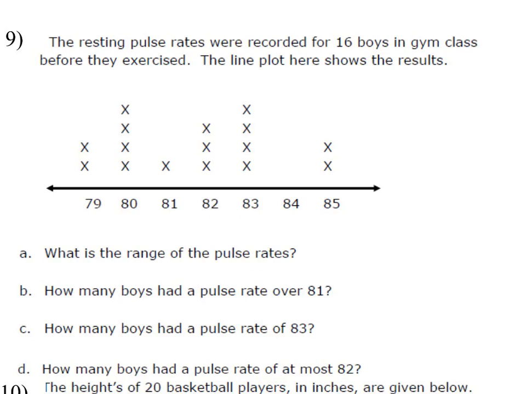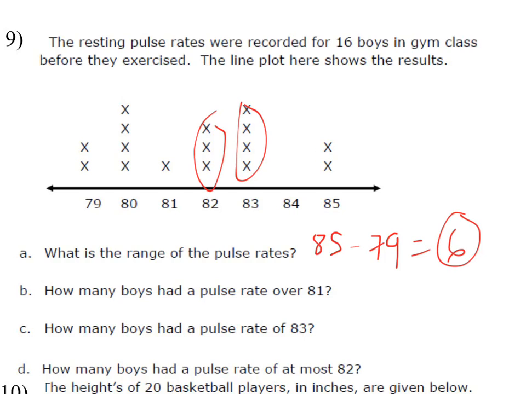9, resting pulse rates were measured for 16 boys in your class before exercising. This line plot or dot plot shows the results. What's the range? Well, you have to take the largest number and subtract the smallest one. So if you do 85 minus 79, you get 6. And then how many boys had a pulse rate over 81? Well, it's going to be these 3, these 4, and these 2. 3 plus 4 plus 2 is 9.